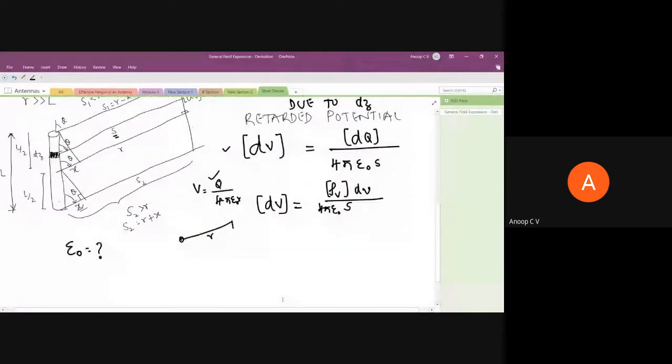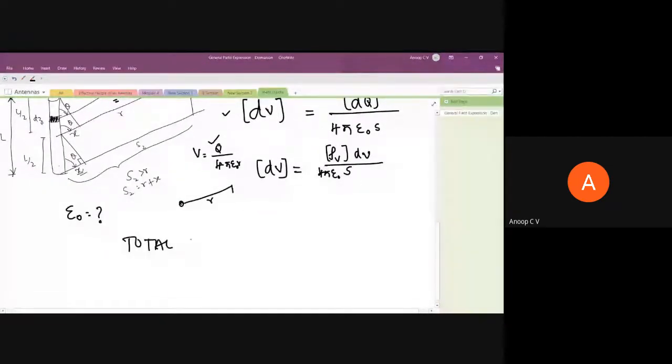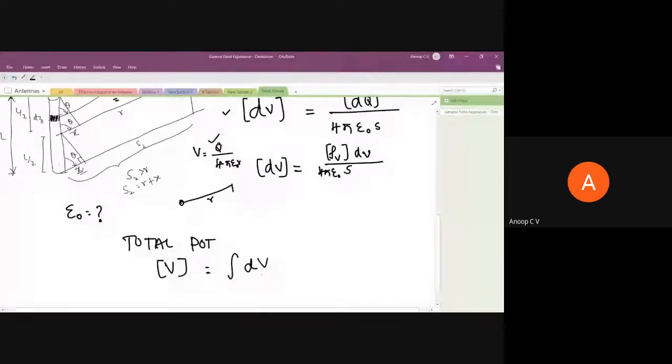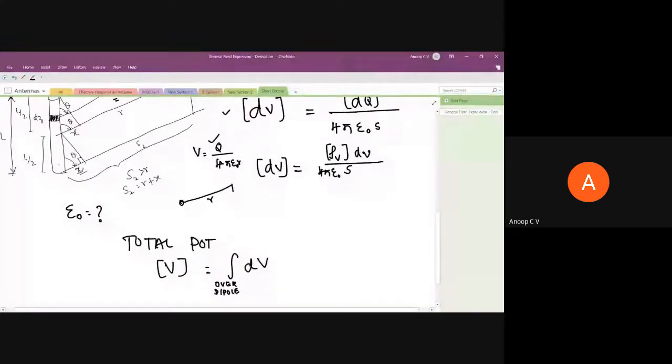So total retarded potential V will be equal to the integral of dV over the dipole, over the short dipole. If you are seeing it as a line of charge, it will be a line integral. If you are seeing it as a surface, it will be a surface integral. But here it is a volume, so we should integrate it over this volume. That's why I have written over the dipole.